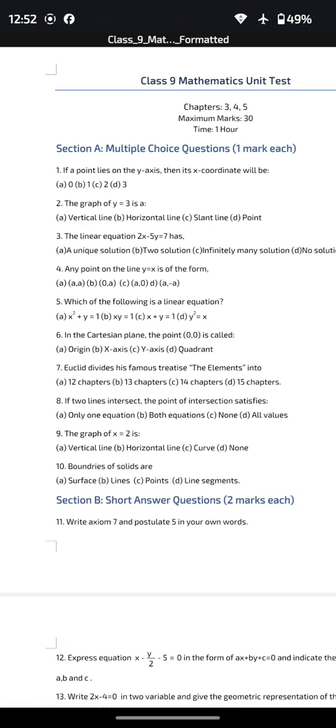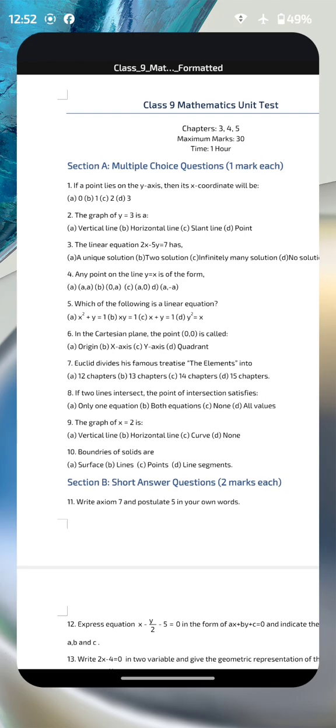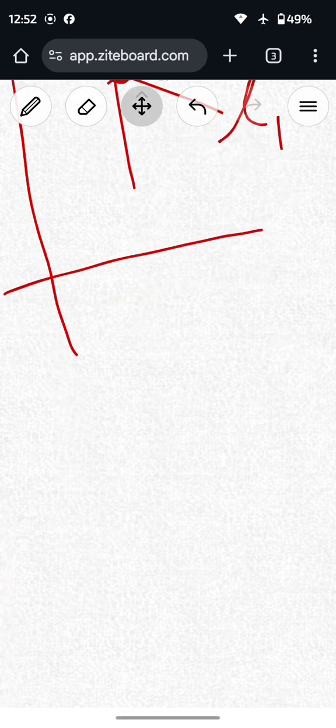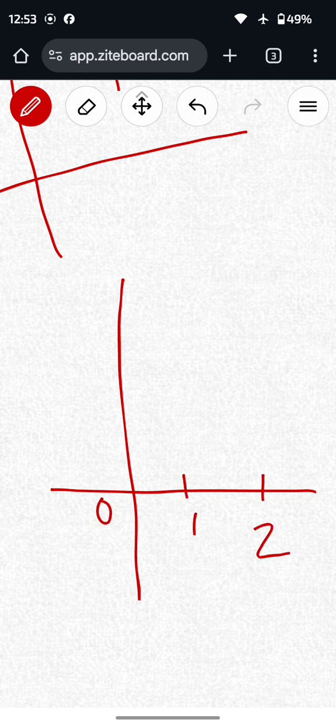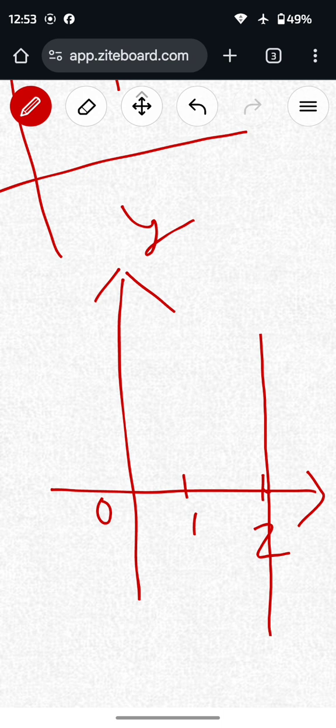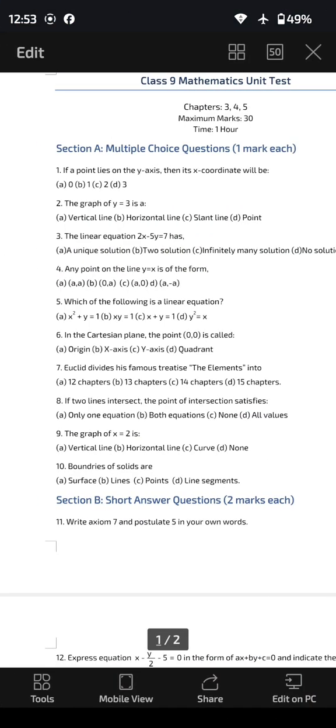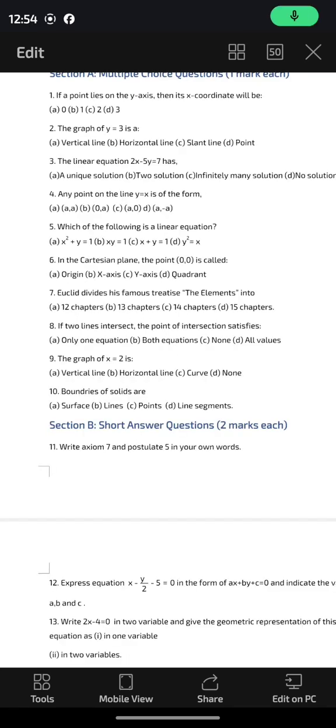Next, the graph of x equal to 2 is a vertical line. Option A is right, as the graph of x equal to 2, this is origin, this is 1, this is 2, and this is x-axis, this is y-axis. So the graph of x equal to 2 is a vertical line which is parallel to the y-axis. Now next question is boundaries of solids are surfaces. Now come to the section B.